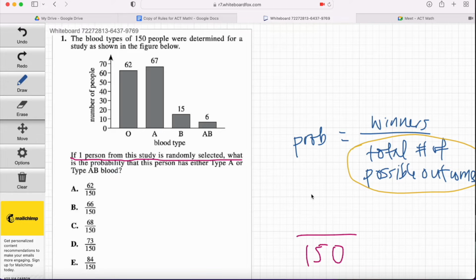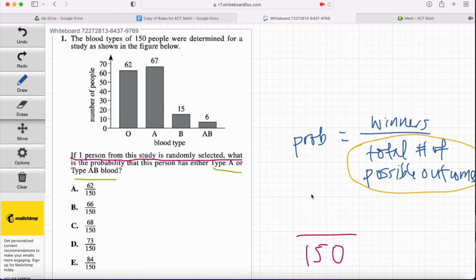And then the question is saying, okay, what's the probability that this one person we select has either type A or type AB blood? Those are our winning outcomes. The outcomes we're looking for is that this person has type A or type AB blood. So we're going to put that in our numerator. The question is, well, how many people have type A or type AB blood? And you're going to have to use the graph here.